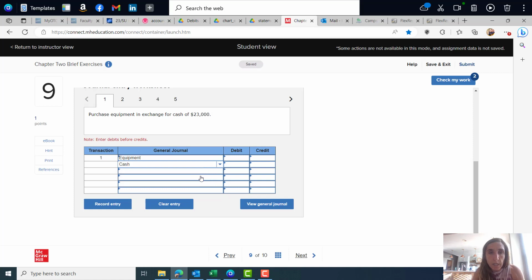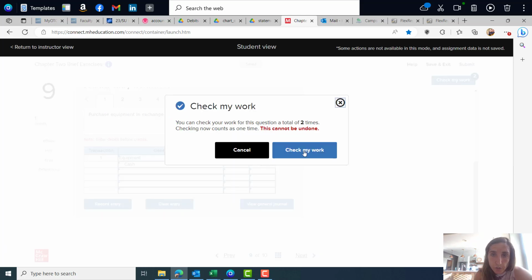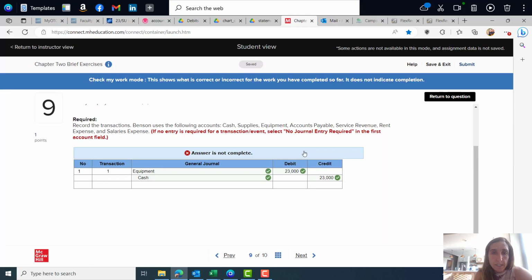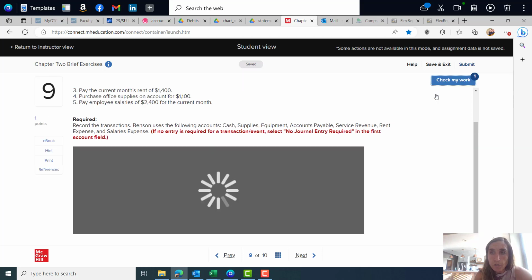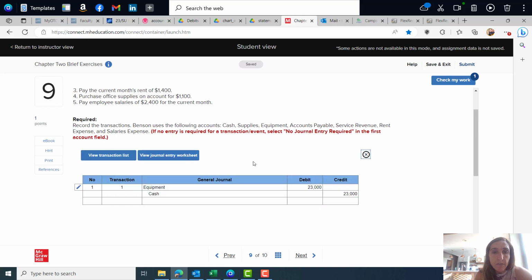So when you are looking at a problem and it has multiple parts, I would recommend that you do all the parts. So for instance, I just did the first journal entry here. If I check my work and I only get 2 per question, it's going to tell me these are right, but it's not complete. So I would want you to fill out everything that you can before you hit check my work. Now, when I return to the question, I can only check it one more time. If it says the question is not complete, you need to go back and see if there are some blanks or things that you forgot to fill in.